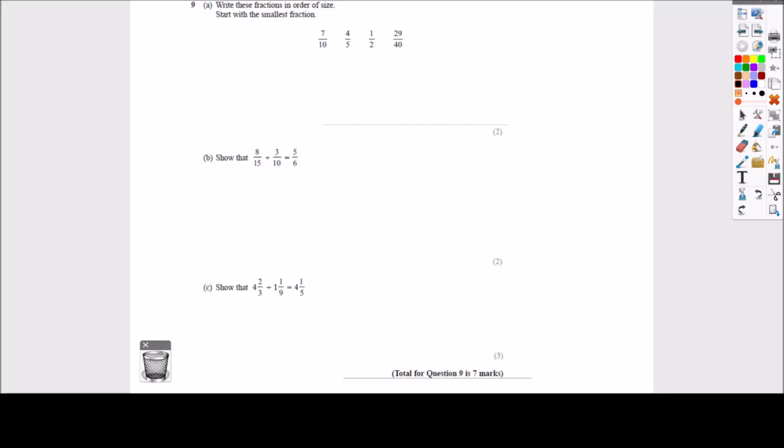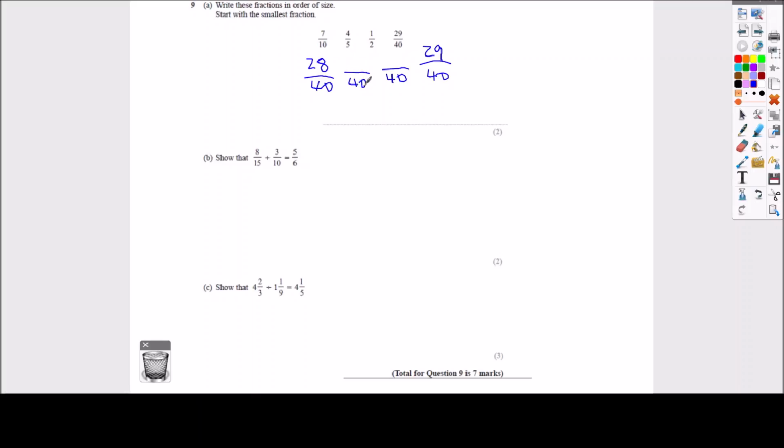And that's absolutely fine. Because these have quite an easy common denominator, I'm going to do this by way of fractions. Now I can see that both 10, 5, 2 and 40 all go into 40. So I'm going to convert all of them into something out of 40. Now obviously the last one's already out of 40, that's 29. So 7 out of 10, how do I get from 10 to 40? I multiply by 4. So multiply the 7 by 4, that's 28.